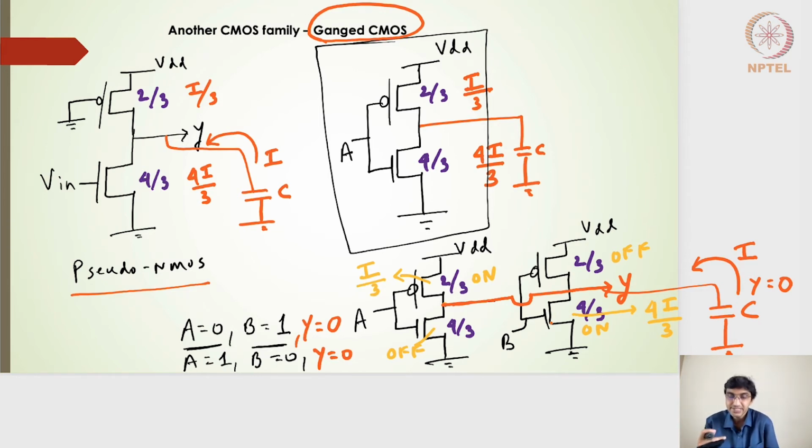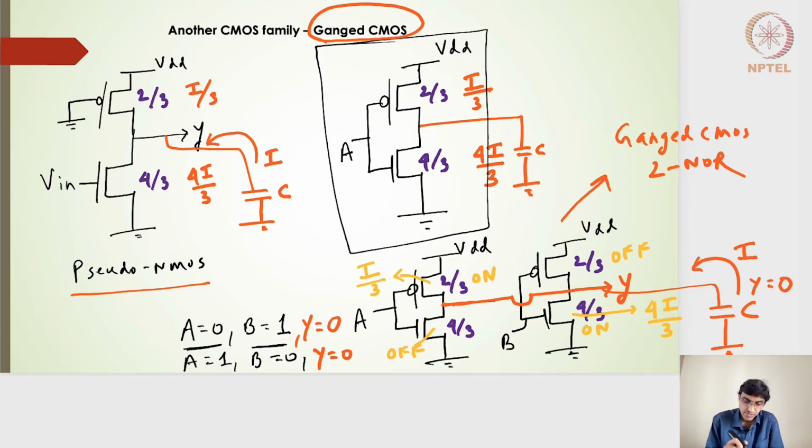It's a NOR representation using the ganging up of 2 regular inverters with the sizes coming from the pseudo inverters, right? So this particular circuit that I have drawn here, the 2 inverters connected or tied together, represents the Ganged CMOS NOR gate, or rather, a 2 input NOR gate. All right, hope this is clear.